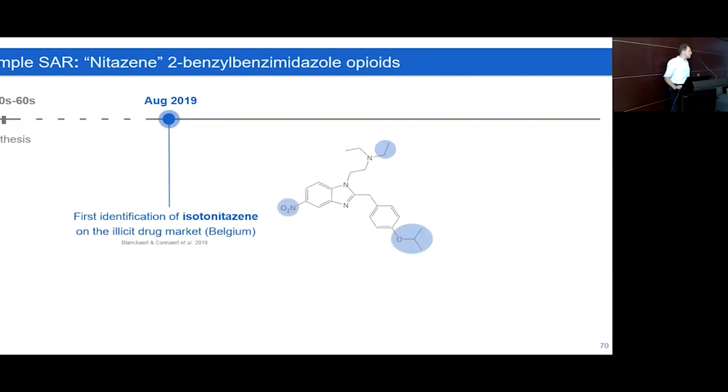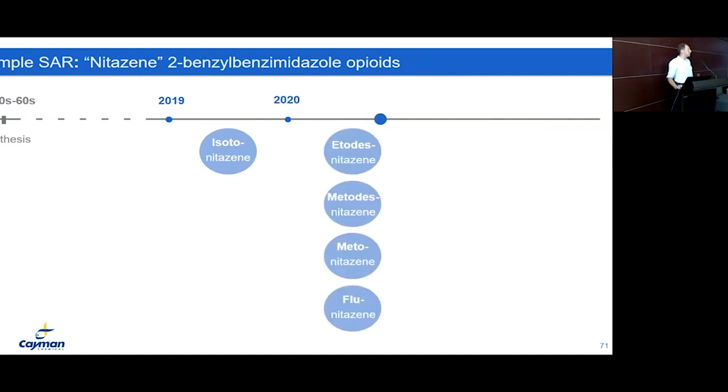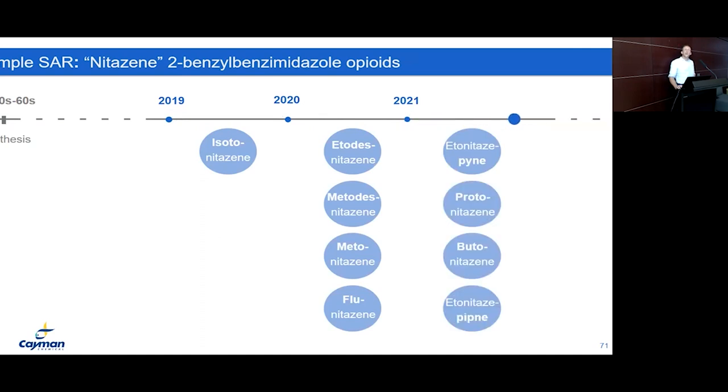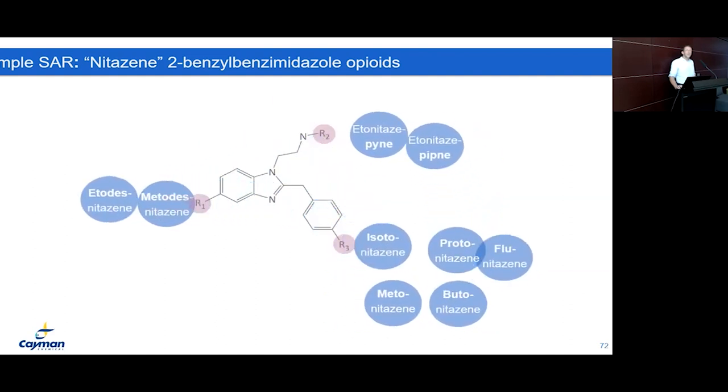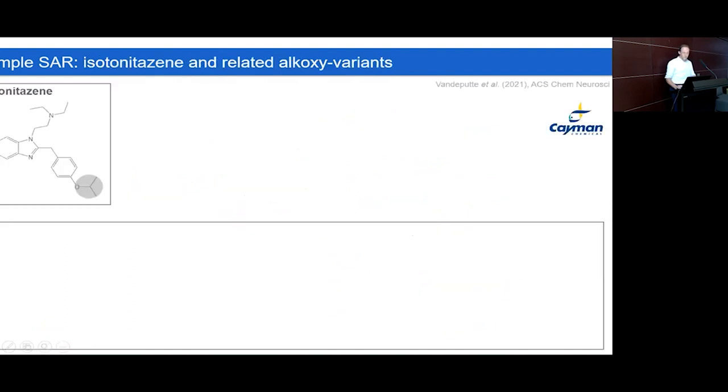Now, this is an internationally scheduled compound, also following on our work and quite some deaths in the US and elsewhere. And obviously, if something gets scheduled, what happens? Then you get a whole range of other compounds which enter the market. So there's quite some of these nitazenes which are now present on the market. This can be categorized depending on how they look like over here, here, or here. And so we can do structure activity relationships on those.